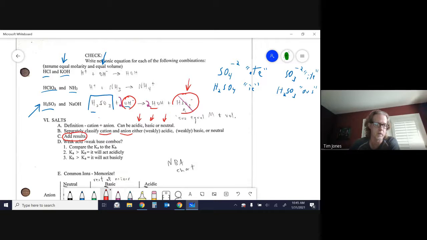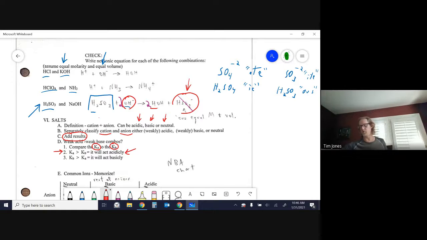Here, I mentioned if you have a weak acid, if one of the ions creates a weak acid and the other ion creates a weak base, in this case, you have a competition between the two. Look up the Ka of your acid and the Kb of your base, and whoever is higher will dominate. So if the Ka is bigger than the Kb, then overall the resulting solution will be acidic.